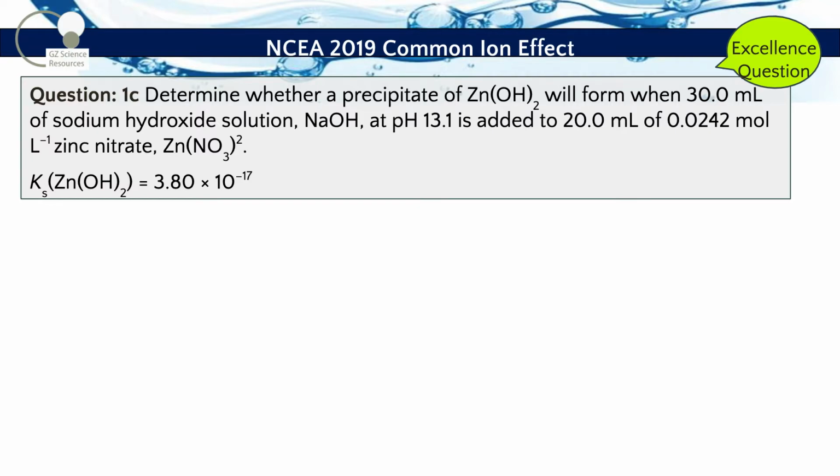Okay. Determine whether a precipitate of zinc hydroxide will form. We have a certain amount of sodium hydroxide, and we have a certain amount of zinc nitrate. So once again, sodium hydroxide. I'm just identifying all of the ions that are present in the solution, because 2 of them are always spectators, 2 will combine to form a precipitate. And we've got zinc nitrate.